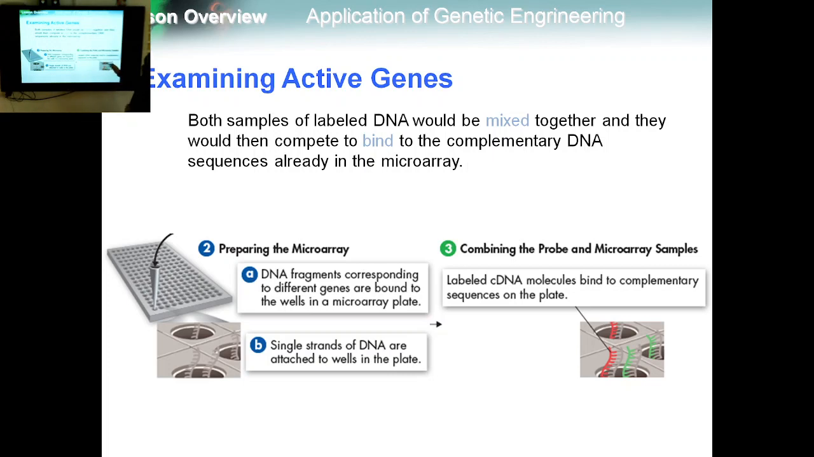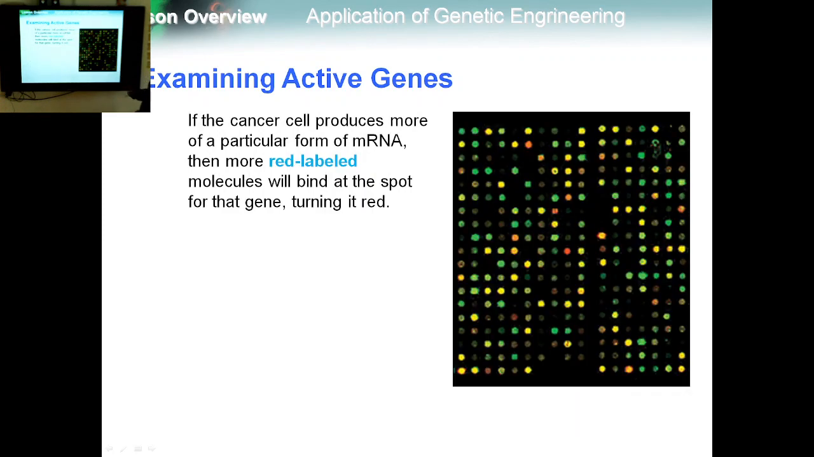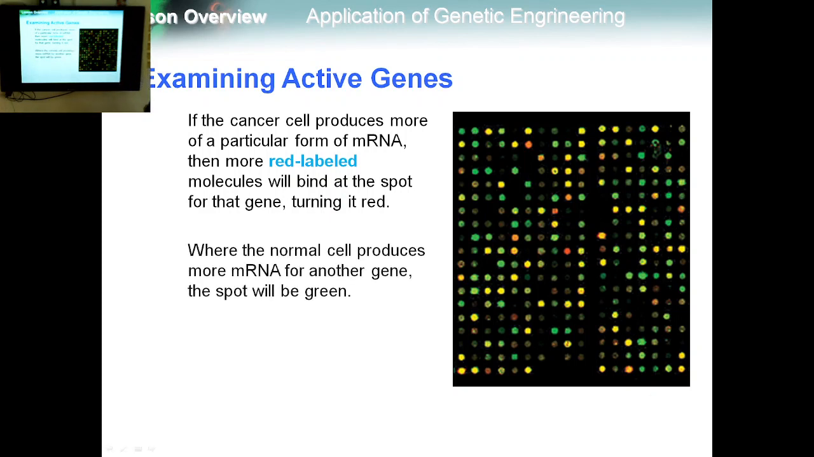As you can see here, this is the cancerous cDNA, and this is the normal cDNA when it's bound to the complementary sequence on the plate. After that, we need to make a film, okay? If the cancer cells produce more of a particular form of the mRNA, then more red labeled molecule will bind at the spot for the gene, which is going to turn red. This is a screening for the microarray plates, where the normal cell produces more mRNA for another gene. The spot will be green.